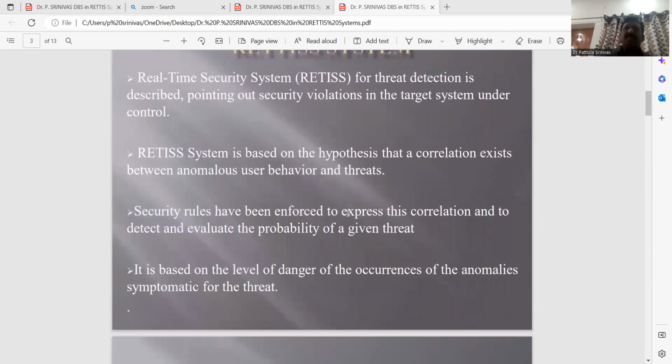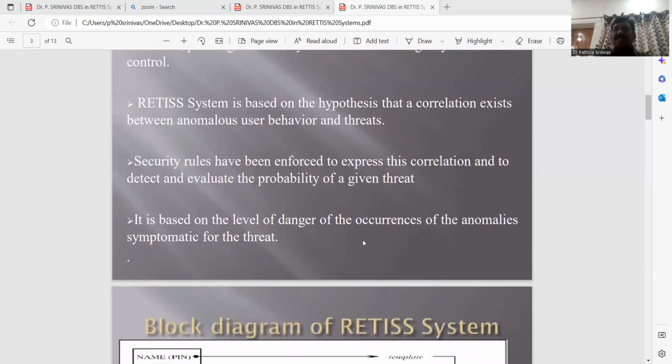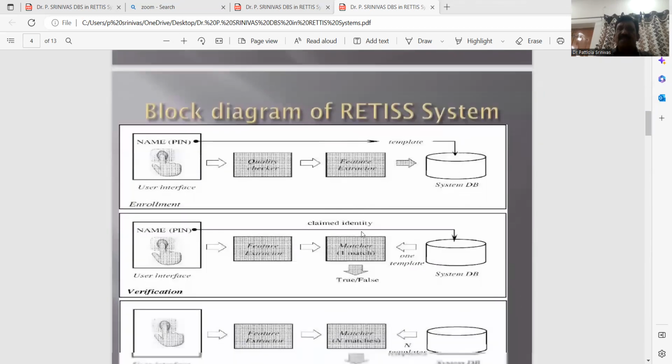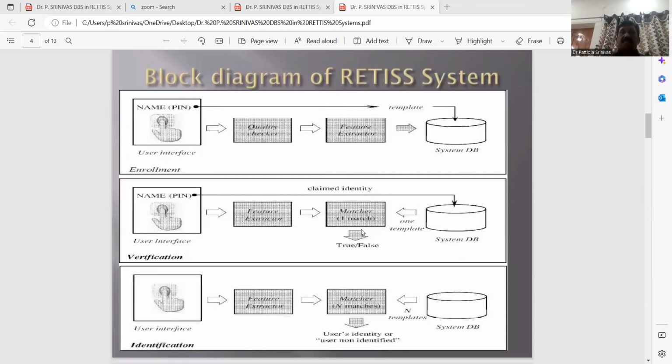Here I'm taking the RTS system. It is a real-time security system for threat detection, pointing out security violations in the target system under control. The RTS system is based on the hypothesis that correlations exist between anonymous users' behavior and threats. Security rules are enforced to express this correlation, and to detect and evaluate the probability of the given threats, based on the level of danger of the occurrence of the anonymous, symptomatic behavior. Next, how the RTS works in your database security system.